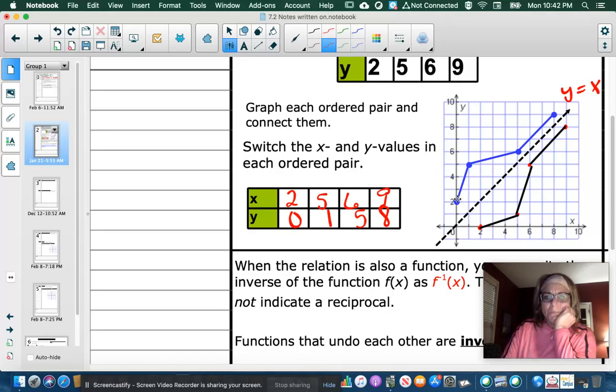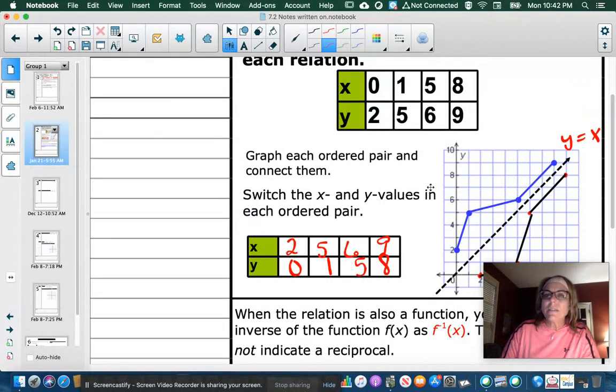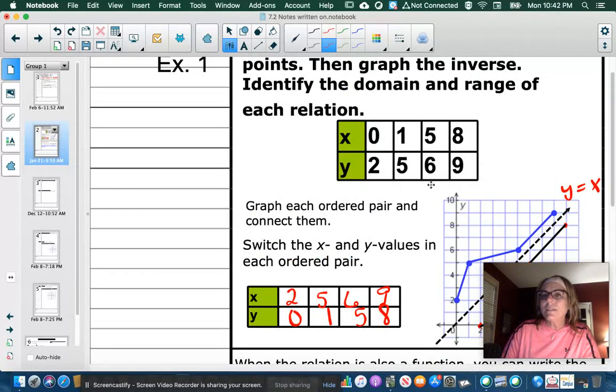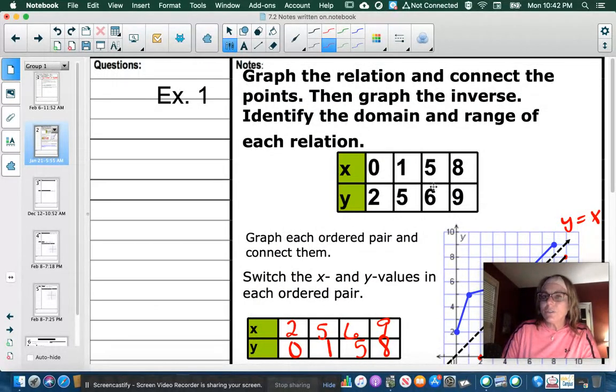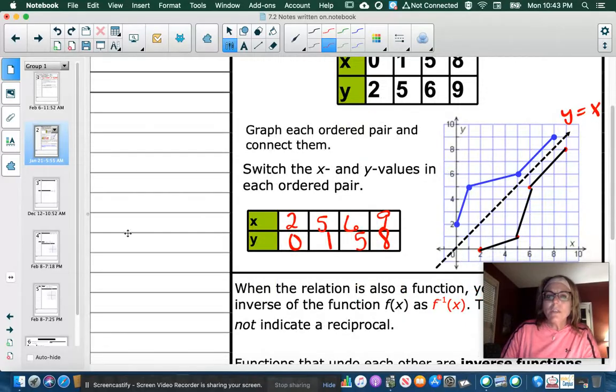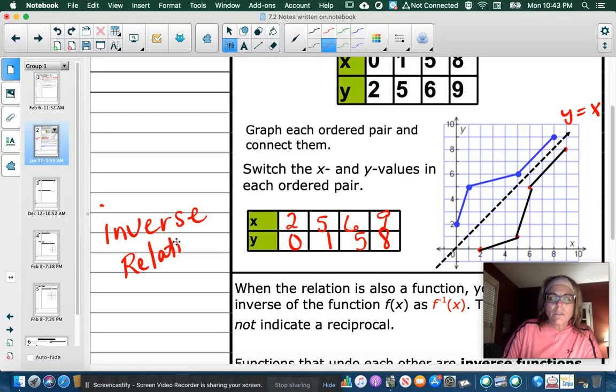So this is the definition of an inverse. Each of these points, the blue points, were reflected on the other side of the line y equals x. Basically, that means we switch the x's and the y's. That's how you find the inverse. And so this is the inverse relation. We just switched x and y.